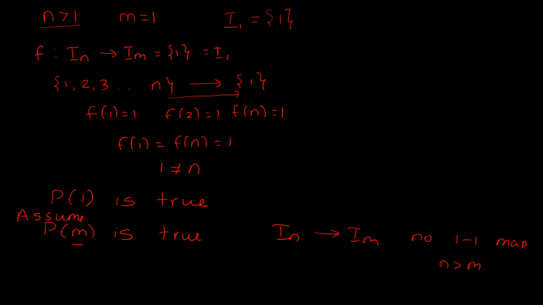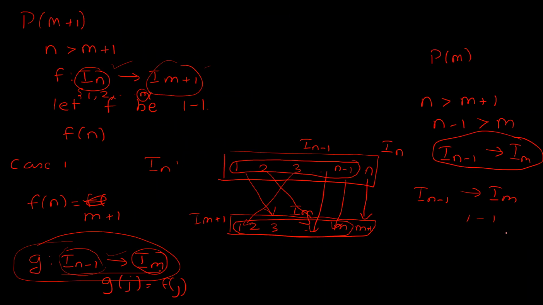Okay, P of m is true. There is no 1-1 map from this set. So now what I can say is, it's a contradiction. Since g is 1-1, it is a contradiction to P of m.